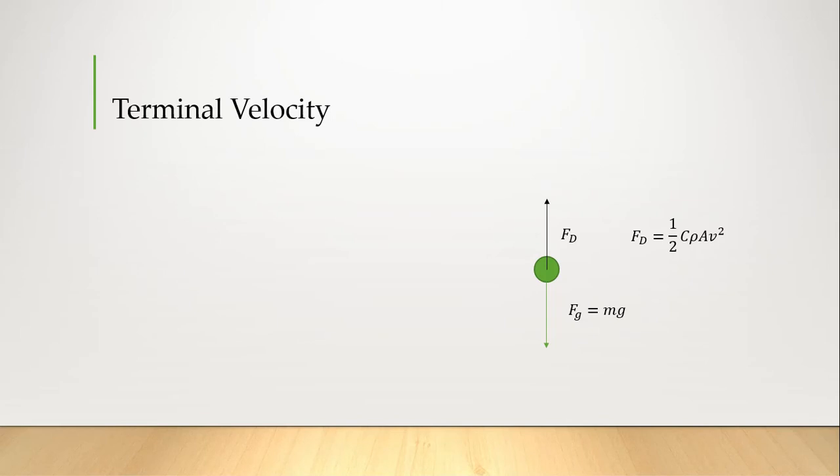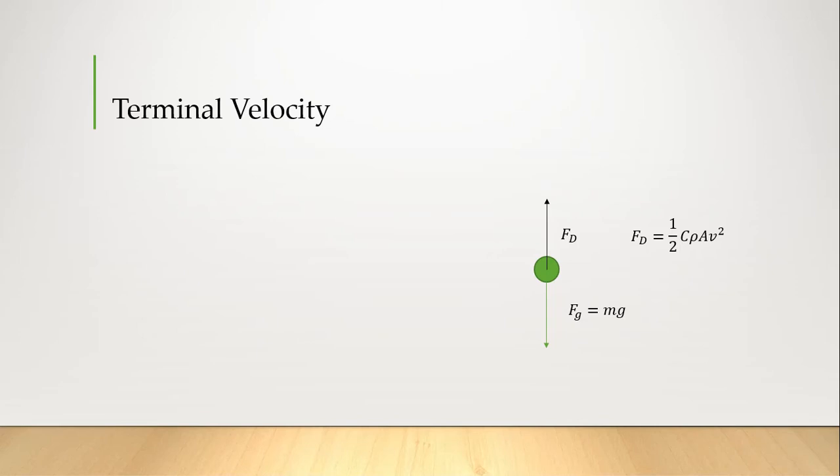So the next thing we want to do is calculate terminal velocity. And terminal velocity is actually kind of a cool thing when we talk about air resistance. Terminal velocity is, if I drop this ball out of the airplane, the maximum speed the ball is going to reach. So we know that we have this force of weight pulling me down, and I have this drag force that's pulling me up.